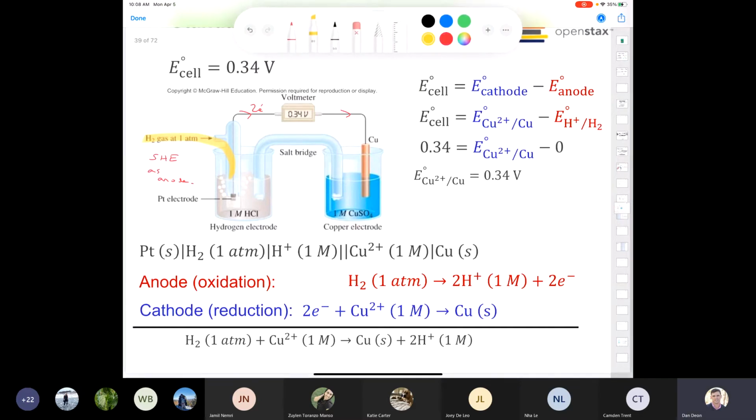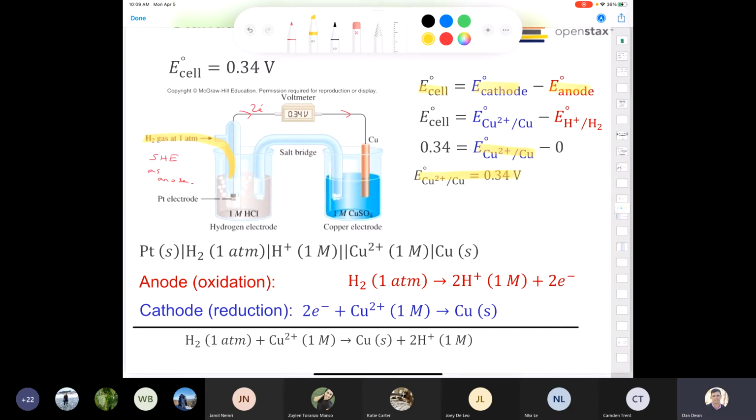We have E cell, standard potential of the cell, is equal to the standard reduction potential of the cathode minus the standard reduction potential of the anode. So we have 0.34 is equal to the standard reduction potential of copper 2 plus minus 0 volts, and we get the standard reduction potential of copper 2 plus is equal to 0.34 volts.